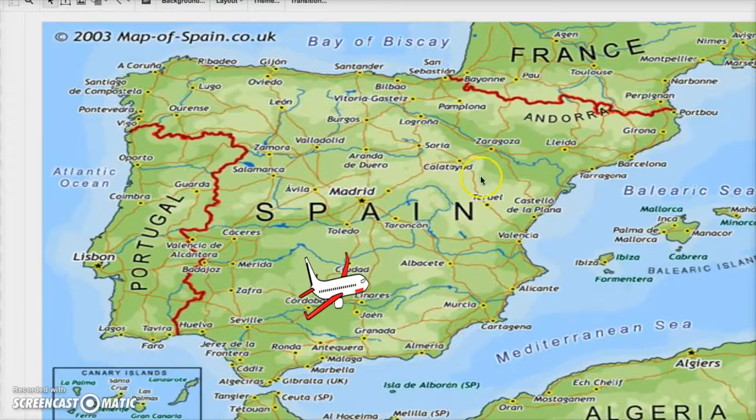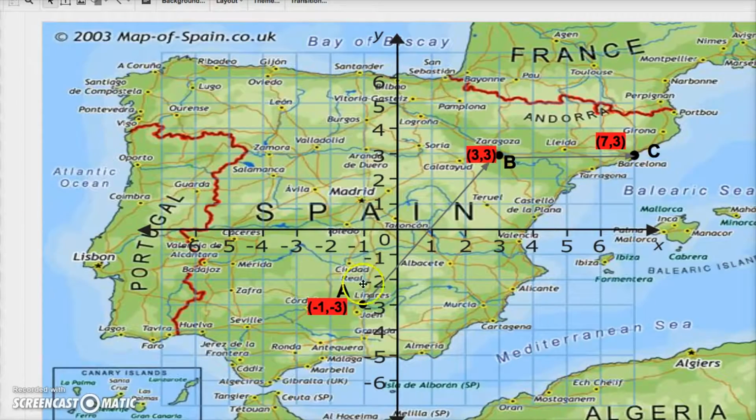So here I have just a real simple map of Spain, and here's Linares, and that's Barcelona right there on the east coast facing the Mediterranean. And that's our plane. We're just floating, waiting for instruction on how to get to Barcelona. So without further ado, here we go. Let's map out our trip. So you see I've got a coordinate plane right here, and there's Linares, there's final destination Barcelona, and then there's Zaragoza, which is going to be our stop in between.